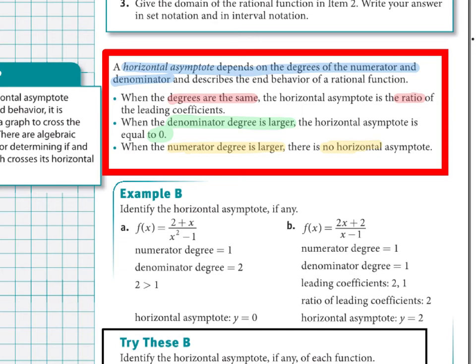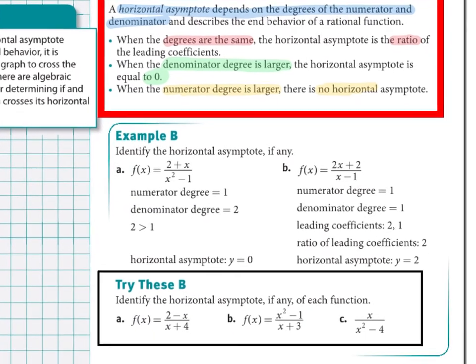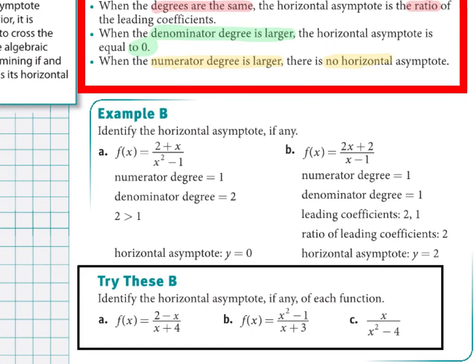Okay, so there's a couple examples worked out here. If we take a look at example A, right over here, we see the denominator has a higher degree. The denominator is a second degree function, while the numerator is just a first degree function. So when the denominator is bigger, the horizontal asymptote is 0.